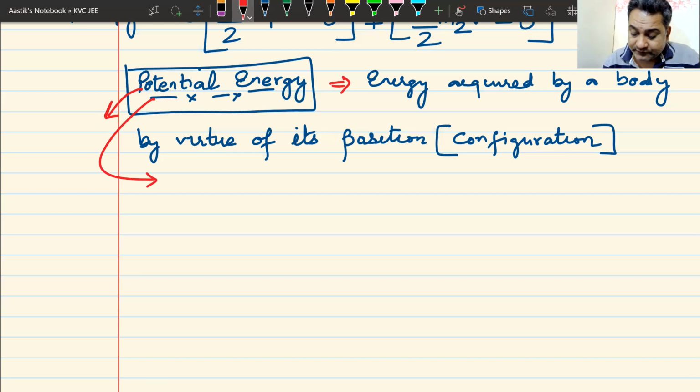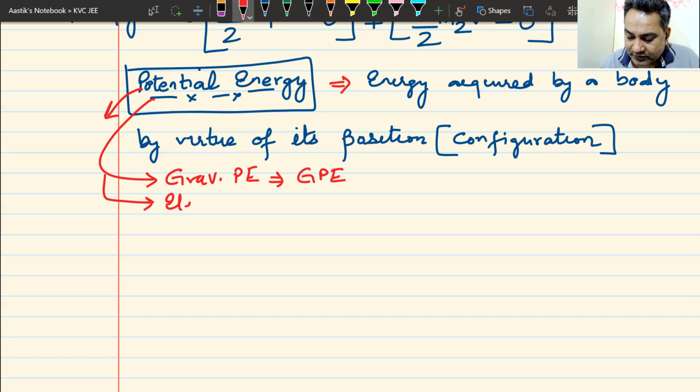I am sure we have learnt about gravitational potential energy. Yes or no? Can I have some raised hands? We have learnt about gravitational potential energy. In short, I can call it GPE. We might have also heard about electrostatic potential energy, the energy acquired by a charge when it is placed in an electric field. I can call it EPE, electrostatic potential energy.